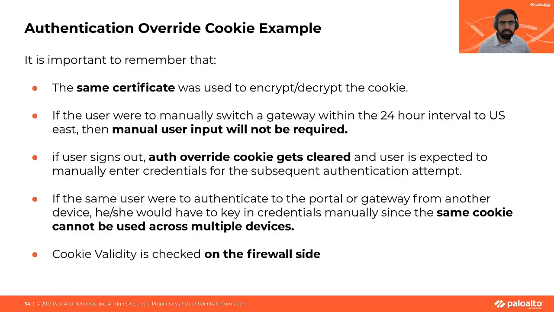The last one is that the cookie validity is checked on the server side, which is the portal or the gateway. I'd like to point out that the GlobalProtect app is not aware whether the cookie is valid or not. It is something that the firewall can actually determine. And the GlobalProtect app will always send a cookie if present. If the cookie is invalid, then the firewall will trigger a regular authentication based on the authentication profile.